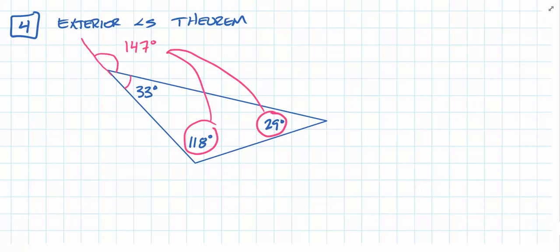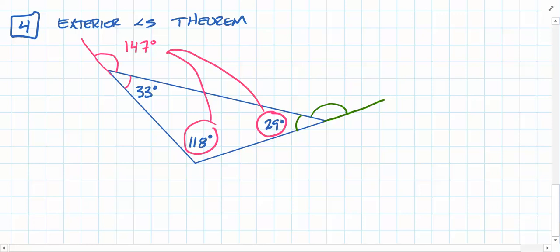Watch this. Let's play this game again. I'm going to extend this line for every side too. I'm going to extend that line down there, right? This angle is how much? 29. So what does that mean that this angle has to be? 180 minus 29. How much is that? 151. Hey, how much is that? Oh my gosh, 151.